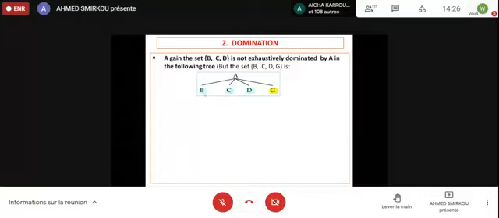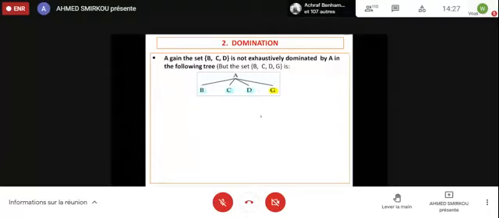But if I say just B, C, D, and I exclude G, in that case, the set B, C, D is not exhaustively dominated by A, because I excluded G, which is also dominated by A. I may also ask another question: is the set C, D, G exhaustively dominated by A? No, because there is another node, B, which is also dominated by A, and it's not part of the set.